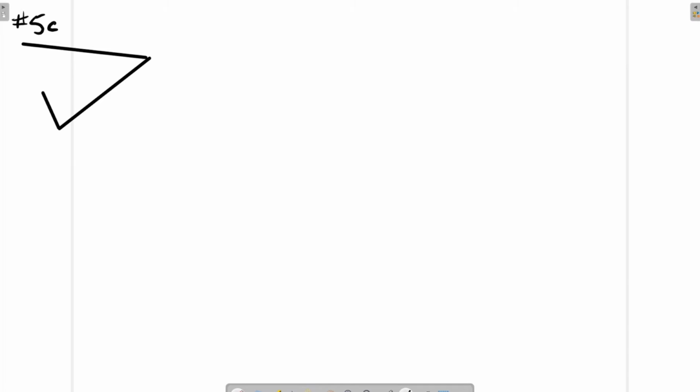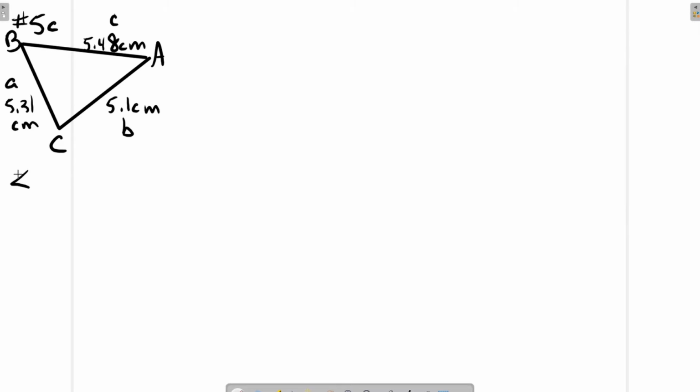5C is similar to the last one in that they give us the three sides: 5.48 centimeters, 5.1 centimeters, and 5.31 centimeters. And for convenience, I'll say this is A, this is B, and this is C. So that is C here, that is B there, and that is A at the end. So angle A is equal to the arc cos of a squared minus b squared minus c squared divided by negative 2bc.